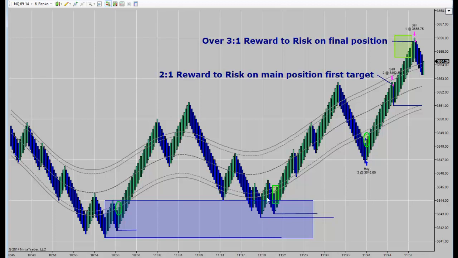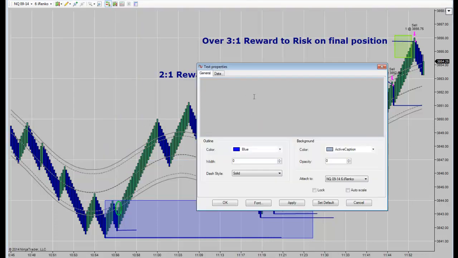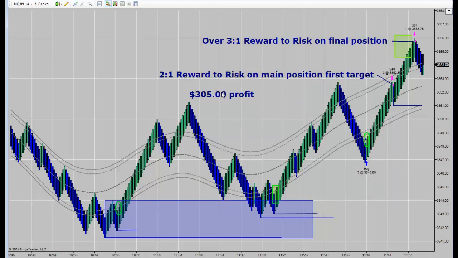The market built support. There were several higher pivot low entry points as price traded below the I-bands. And in this example, we achieved 2-to-1 reward to risk on the initial targets and 3-to-1 reward to risk on the final target. Using geometric price action analysis, trading a trend following mean reversion style on this NQ example, it was $305 profit before commissions.